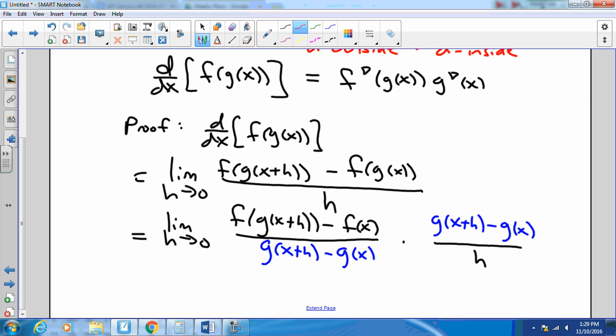Now, the reason that we're motivated to do this is that this lets us now treat g as a variable. So I'm really looking at a difference quotient of f of g. I'm looking at the difference in f on top over the difference in g on bottom. So this is really a rate of change with respect to g. And here I have the difference in g on top and the difference in x on bottom. So that's a rate of change of g with respect to x.